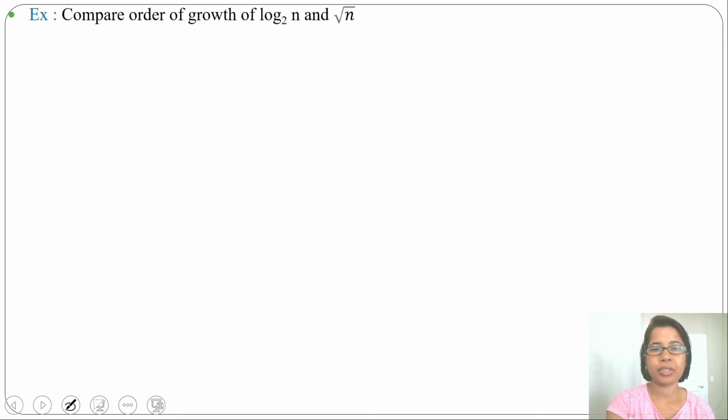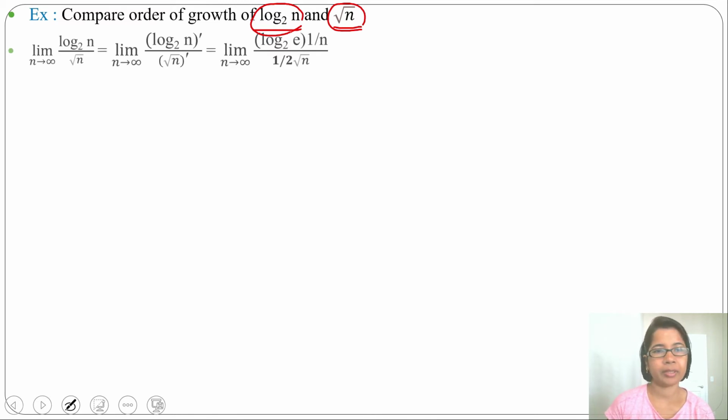One function is log n base 2, another function is root n. We know log n is a logarithm, root n is a root, and a logarithm is less than root n. It means log n's order of growth is less than root n's. Let me check through the limit. So the limit as n tends to infinity of log n base 2 divided by root n. Now we'll apply L'Hospital's rule.